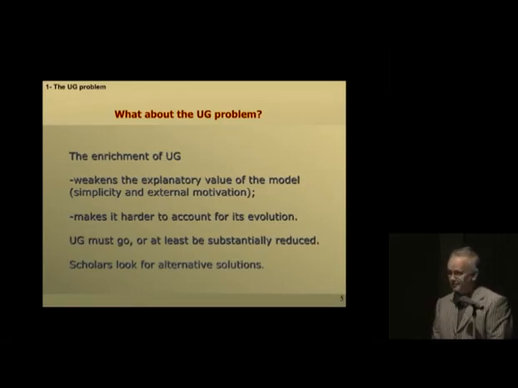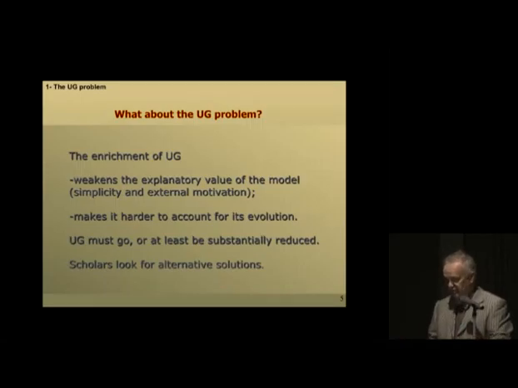As we can gather from Chomsky's quote, UG is the list of things that are unexplained in the theory and directly relevant to this conference. The more complex UG is, the less likely its evolution will be. So that's the problem we have to solve, because the enrichment of UG to account for the data descriptively weakens the explanatory value of the model because of simplicity considerations.